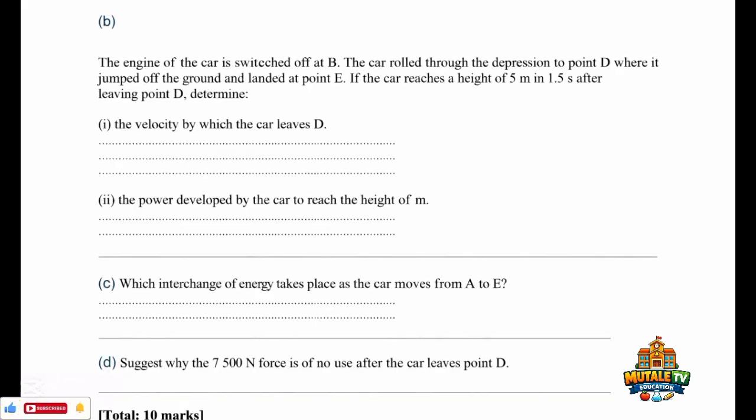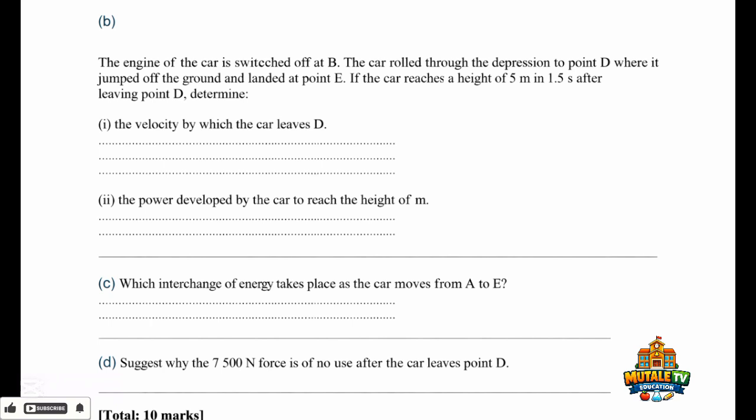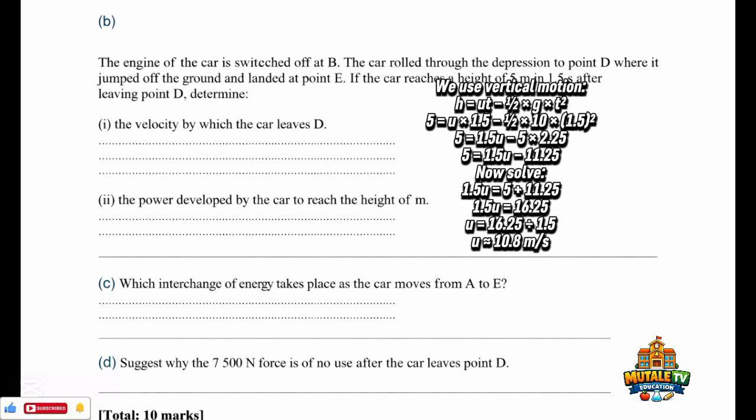Question 9, 3. Reads: determine the velocity at which the car leaves point D. Now look at the diagram. After leaving D, the car rises to a height of 5 meters in 1.5 seconds. We use vertical motion. h equals ut minus 1/2 times g times t squared. So, 5 equals u times 1.5 minus 1/2 by 10 times 1.5 squared. 5 equals 1.5u minus 5 by 2.25. 5 equals 1.5u minus 11.25.